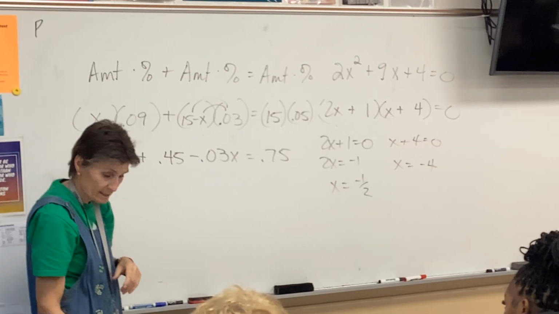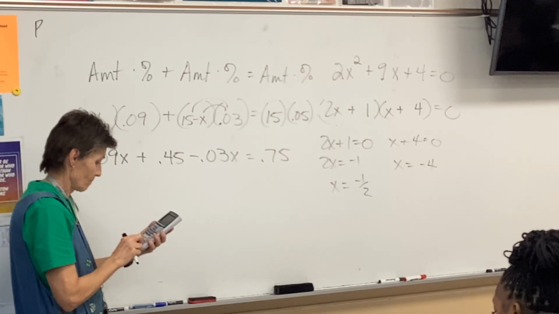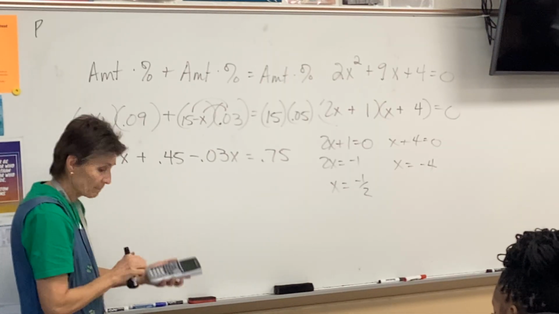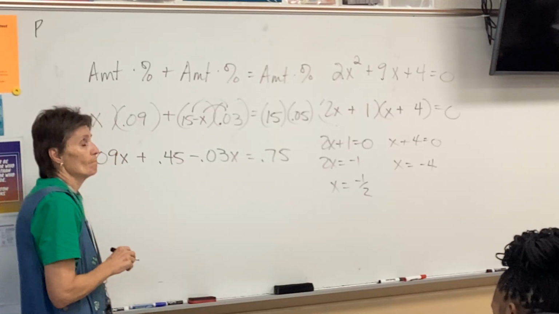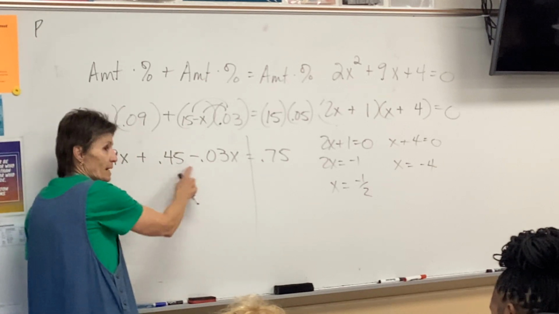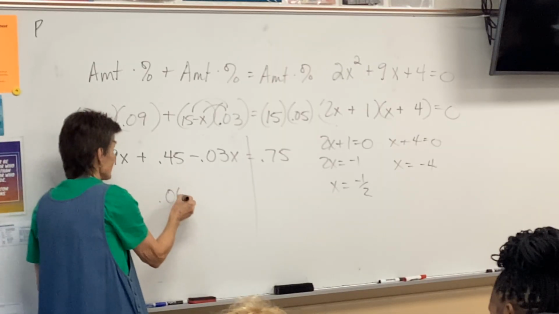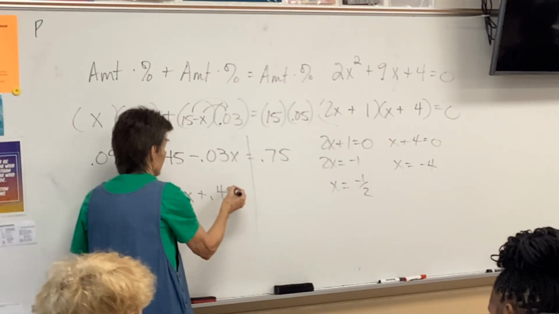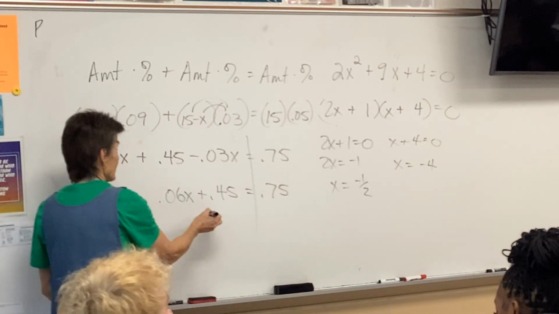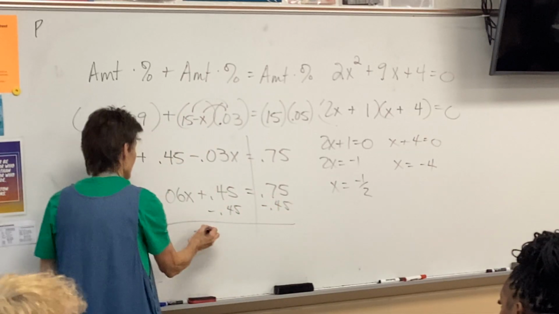Keep an eye on my arithmetic. I did that without a calculator, and the way my day's going. All right, what happens now? Aren't these two on the same side of my equation? So they need to be added together, so 0.06x. Now I can subtract 0.45. You guys gotta be able to do this on your own, come on, just solving an equation.